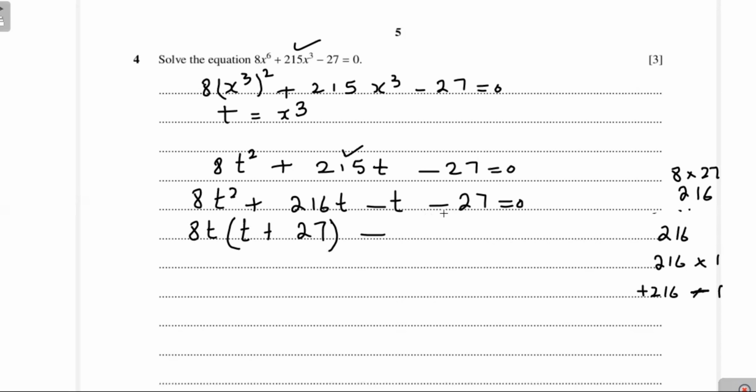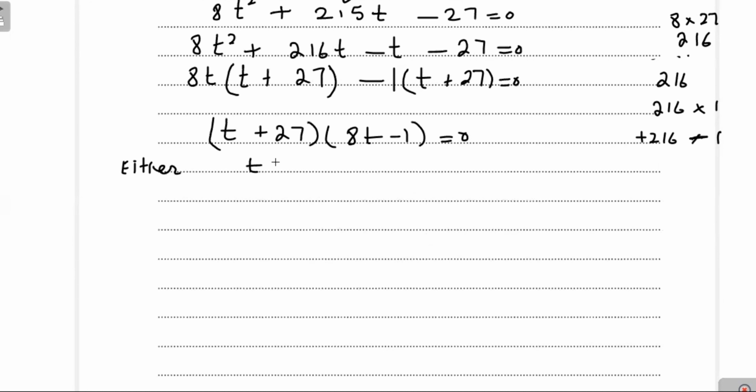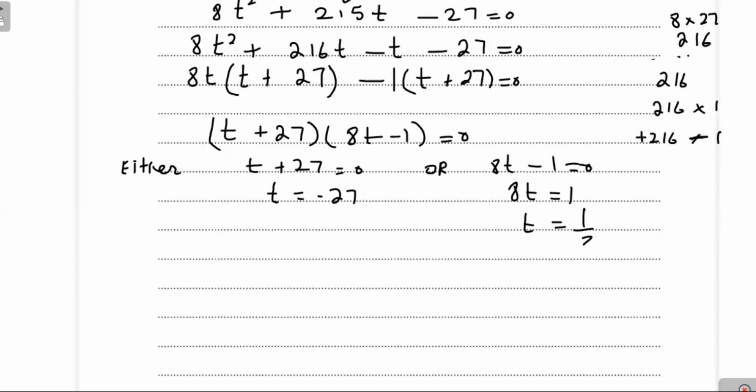Minus t minus 27, we get minus 1 taken as a common. We get t plus 27 equal to 0. Therefore, we can write it as t plus 27 into 8t minus 1 equal to 0. Therefore, either t plus 27 equal to 0 or 8t minus 1 equal to 0. Therefore, t equal to minus 27 and 8t equal to 1, so t equal to 1 over 8.